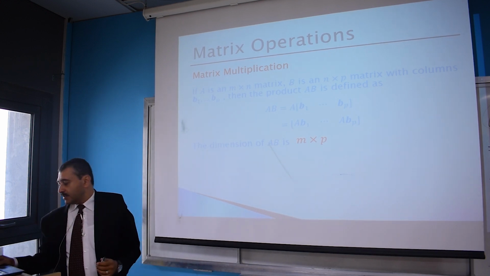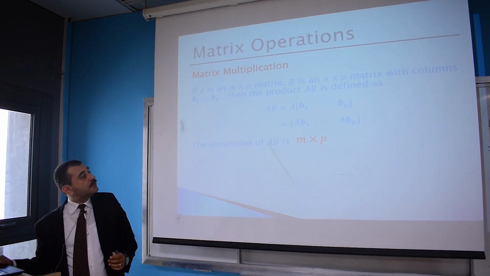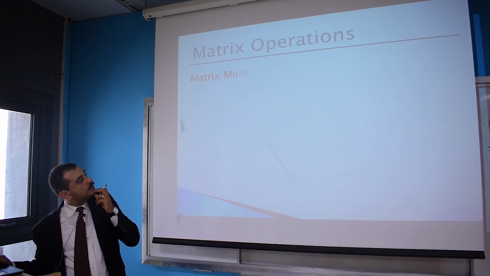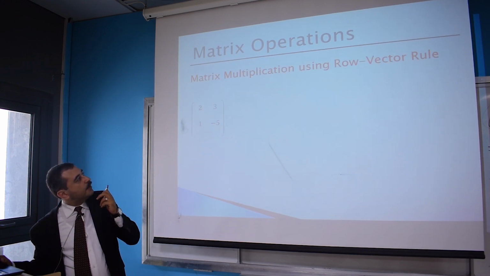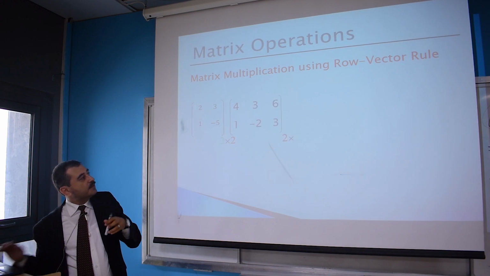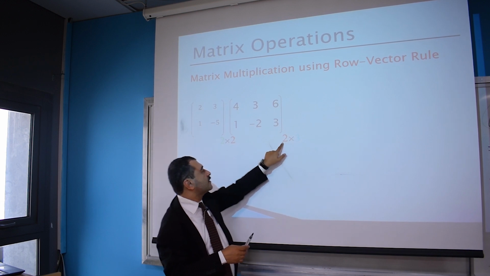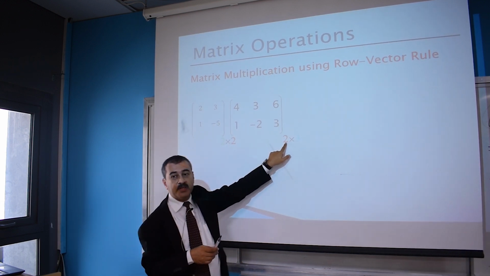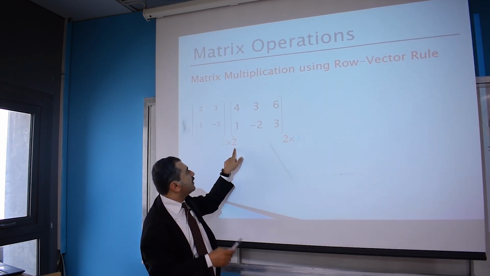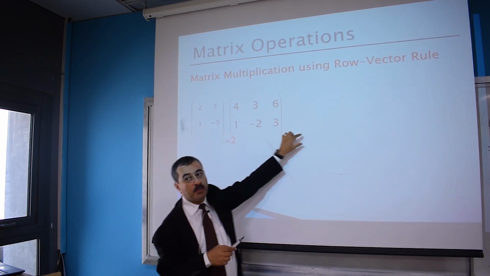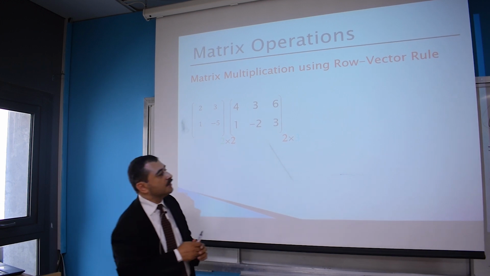Okay? So in the previous example, let's see it here. If I want to multiply these guys together, a 2 by 2 matrix by a 2 by 3, so this is the condition. These guys must be equal. And the dimension of the resultant matrix would be 2 by 3.